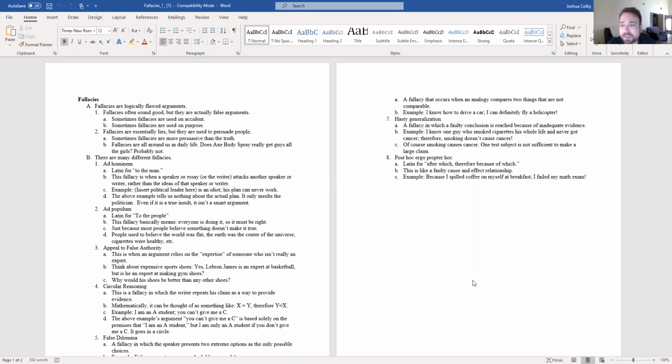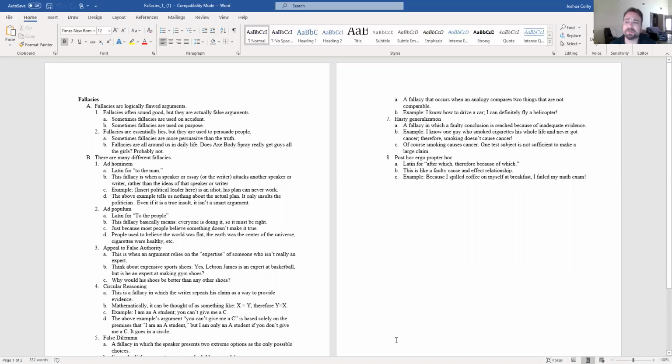So fallacies are logically flawed arguments. And sometimes authors or orators, speakers, use them on purpose. And sometimes they're used on accident because we just don't recognize the flaw in our logic or what we're saying. But part of the reason that they're used on purpose is because a lot of the time they are very persuasive. They are more persuasive than the truth. And because of that we see fallacies in advertisements all the time.